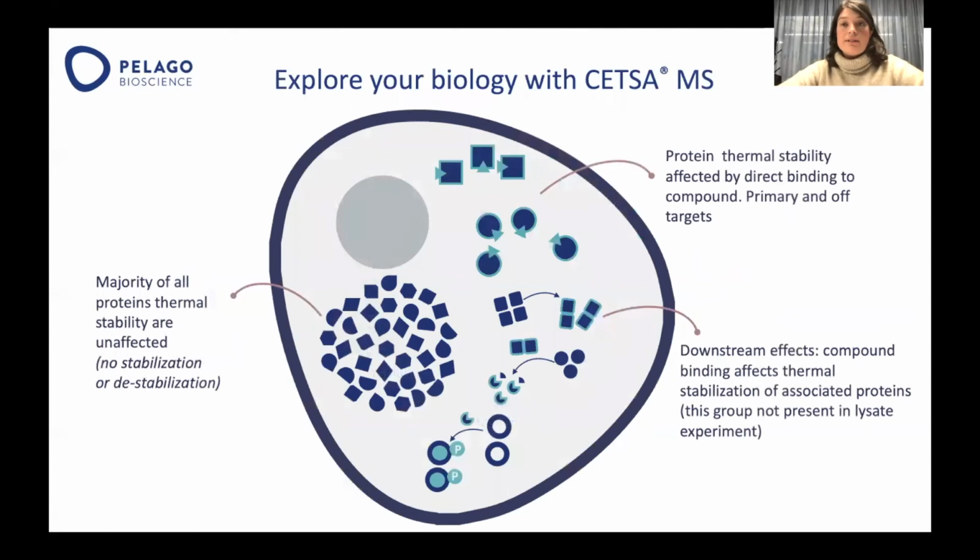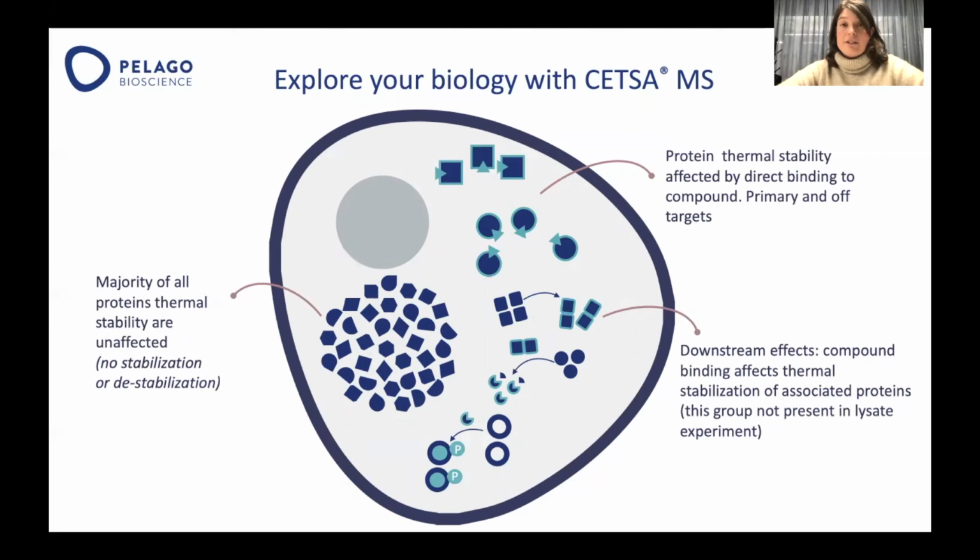In a single CETSA-MS experiment, we typically report on around 7,000 proteins. A majority of these proteins are typically not affected in their thermal stability. This means there has been neither a stabilization nor a destabilization event. But then we have a group of proteins that have been affected. That could be proteins affected in their thermal stability by direct binding of the compounds, and this could be, of course, both primary targets as well as off targets.